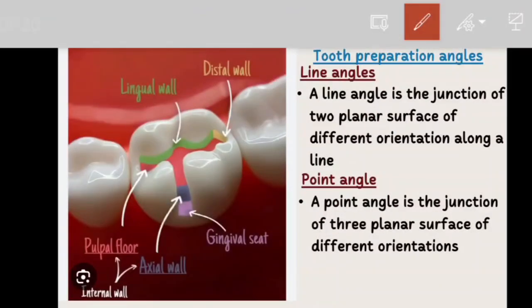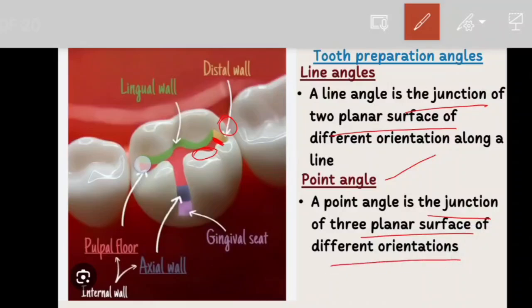Now tooth preparation angles. Line angle is a junction of two planar surfaces. Suppose this one, this is a line angle. It is a junction of the two planar surfaces, that is the distal wall and the pulpal floor. While point angle is a junction of three planar surfaces of different orientation. Suppose this one is perpendicular, and this and this. So this one is a point angle.